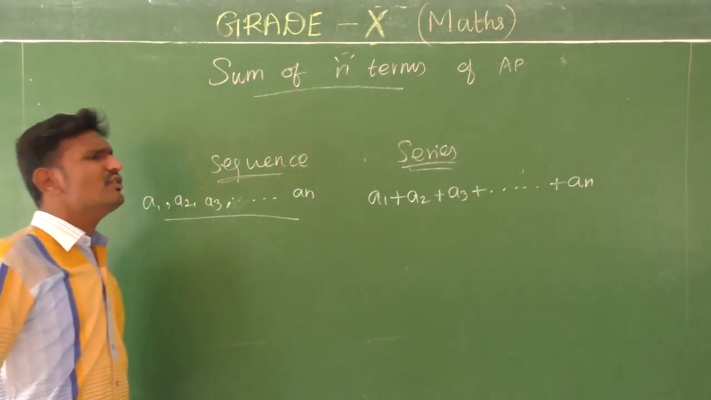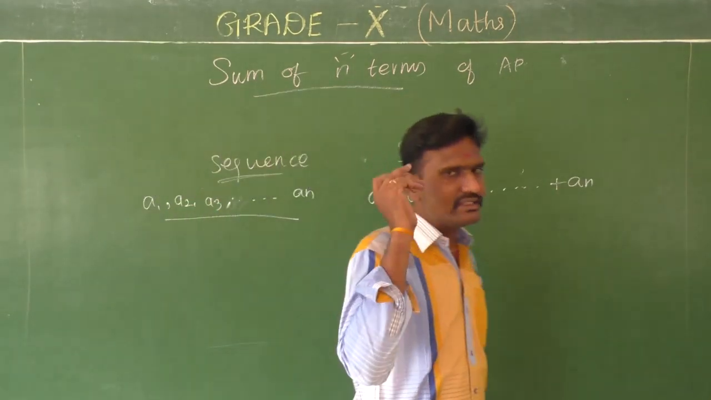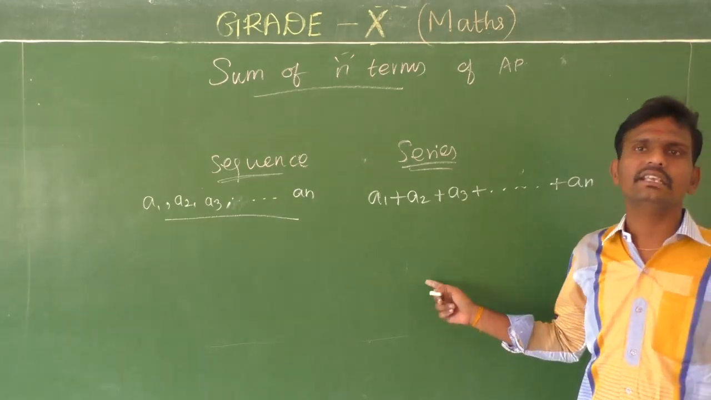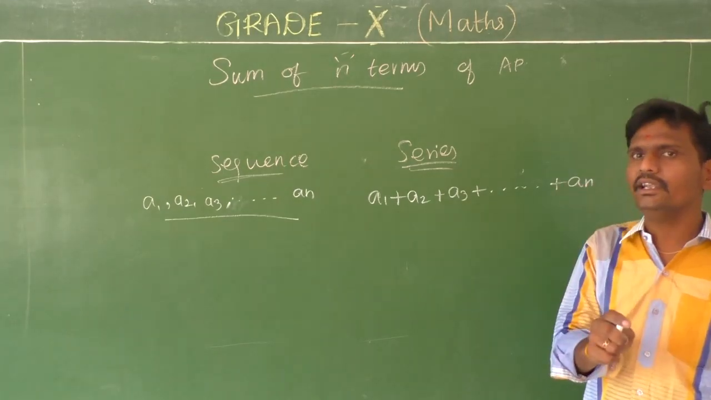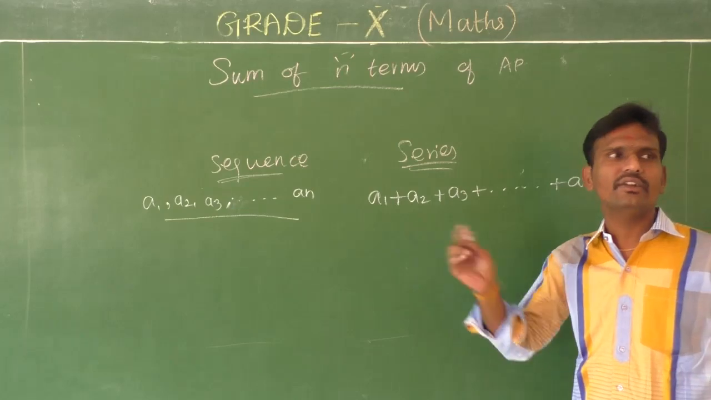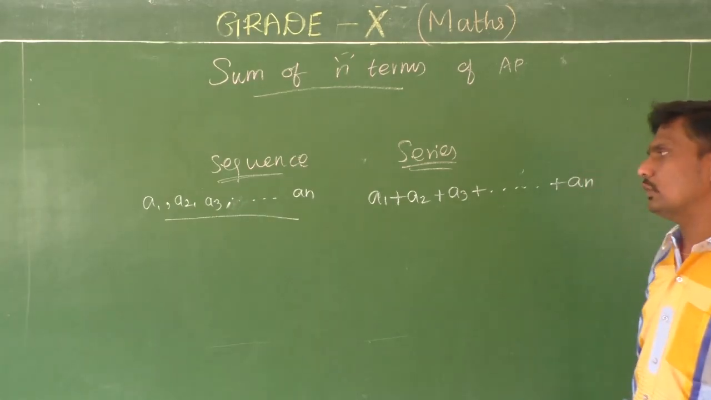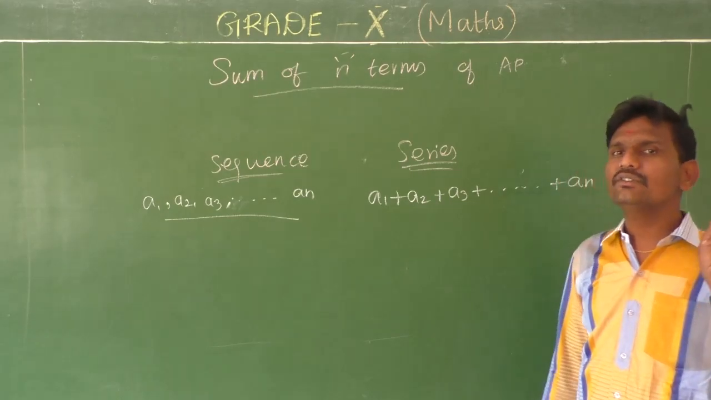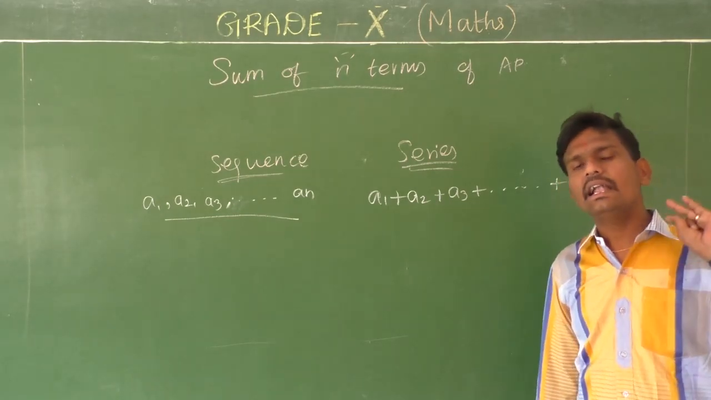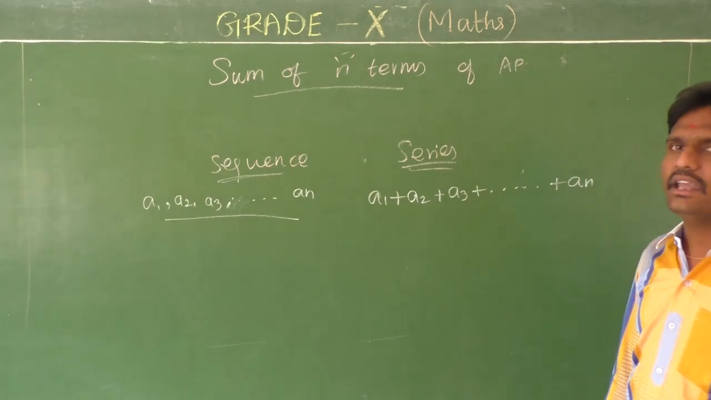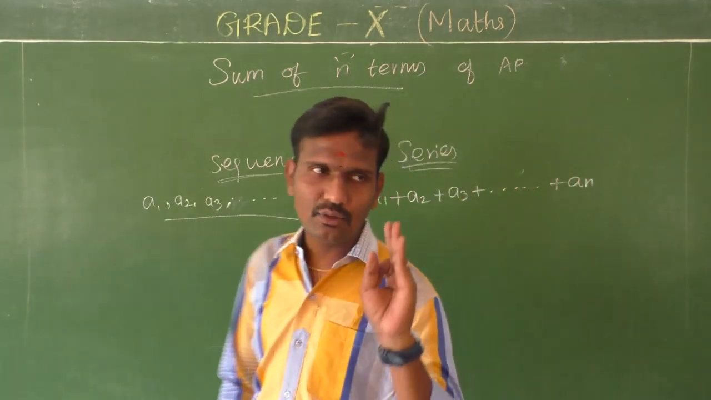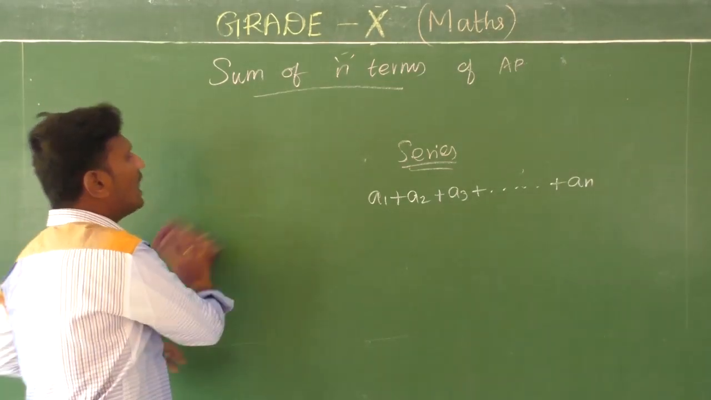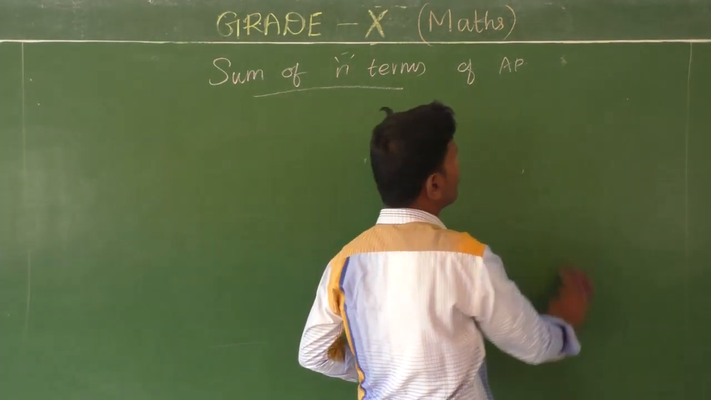Here also we have two types of series: arithmetic series and geometric series. Arithmetic series is in your exercise 5.3, that is in your portion, and geometric series is in your 11th portion. Arithmetic series also has two types: finite arithmetic series and infinite arithmetic series. That is what we are going to see in this class. Now, how to frame the formula?